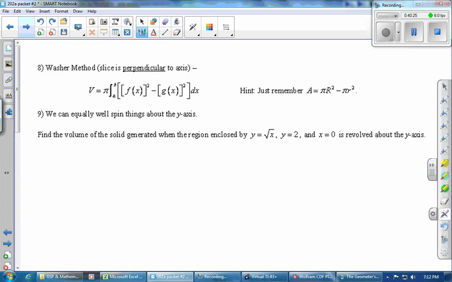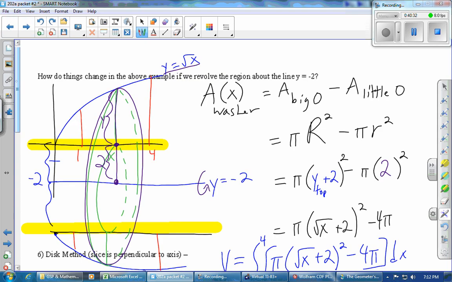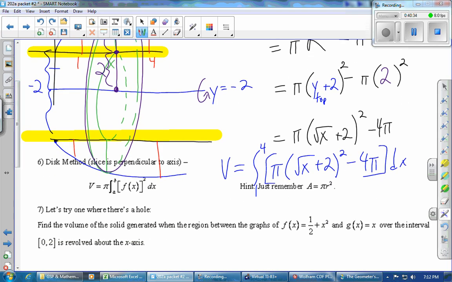the formula is on the next page. It's pi on the outside. You can factor it out. One function squared minus another function squared. That's what it turned out to be. This was one function squared. This was the other function squared. It happened that the other function was just always 2, but it could be something with x's in there.